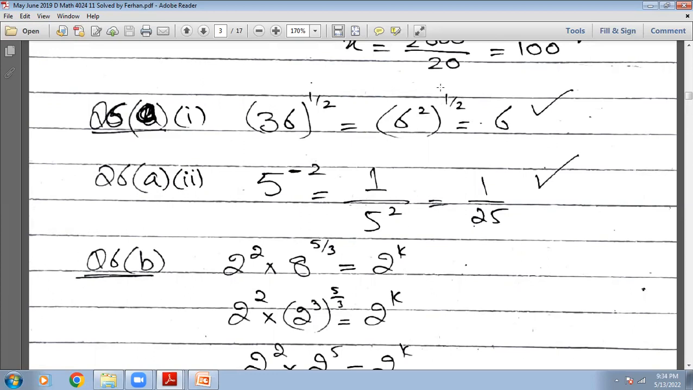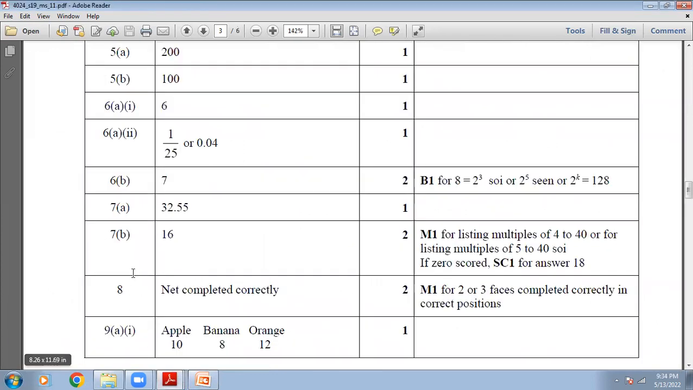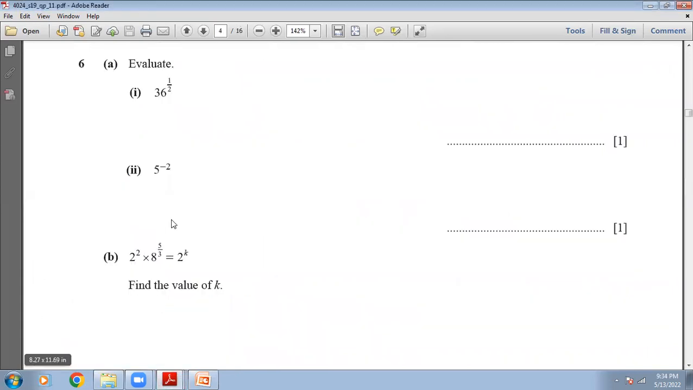The power of the power multiplies with each other. So 2 and 2 will be cancelled. You will have 6 only. So that is our answer. 6 is the right answer, sir. Okay, so the next question is very easy.